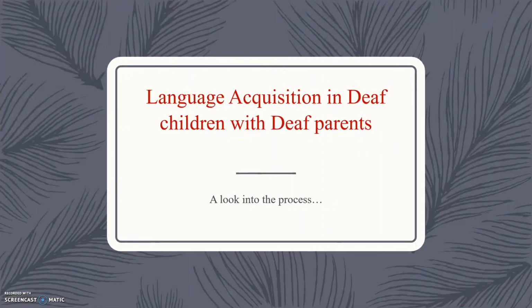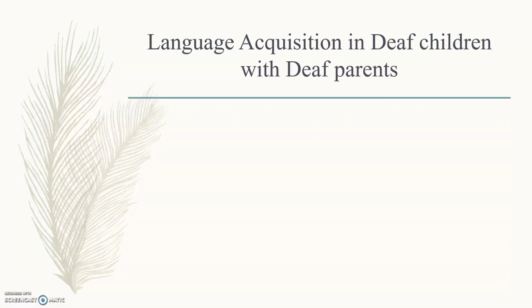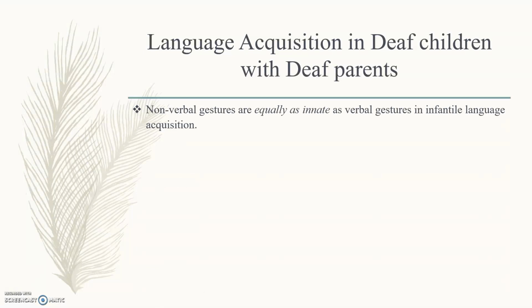So let's begin with our first focal point, language acquisition in deaf children with deaf parents. So we're going to look into the process. So nonverbal gestures are equally as innate as verbal gestures in infantile language acquisition. So for instance, you'd actually see kids from a certain age, let's just say roughly 4 to 5 months, actually reaching out for things. If they want someone to hold them, a specific person, they want their mom, they're going to reach out to their mom. That is in itself nonverbal gestures.